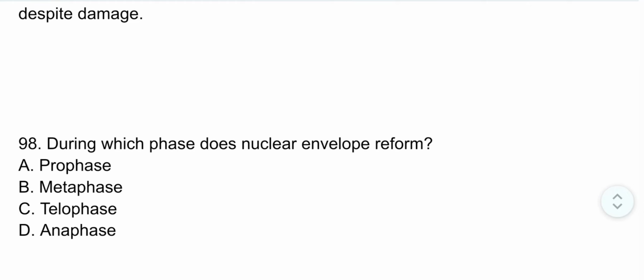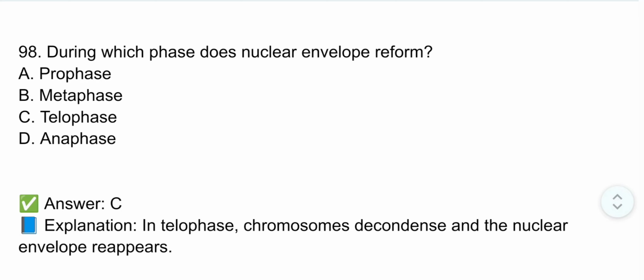Question number 98. During which phase do nuclear envelopes reform? The correct option is option C, telophase. In telophase, chromosomes decondense and the nuclear envelopes reappear.